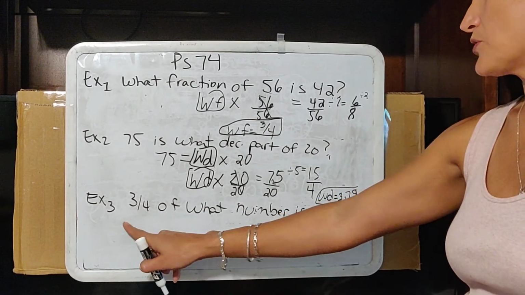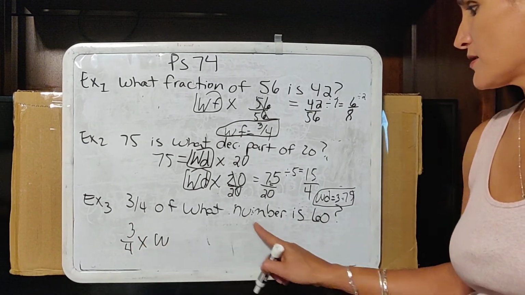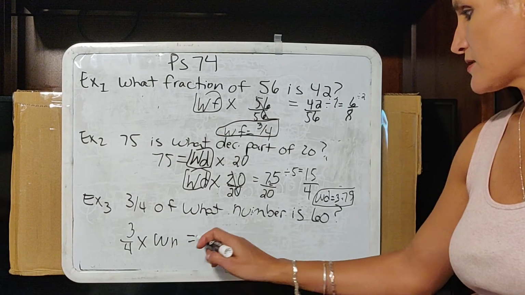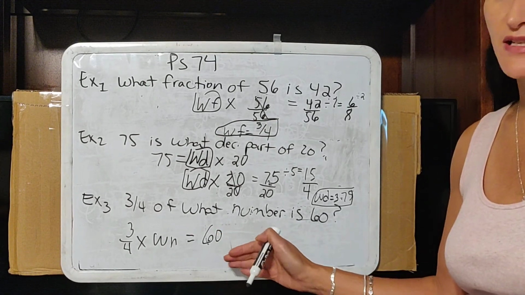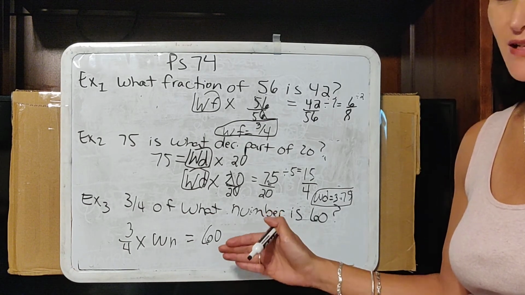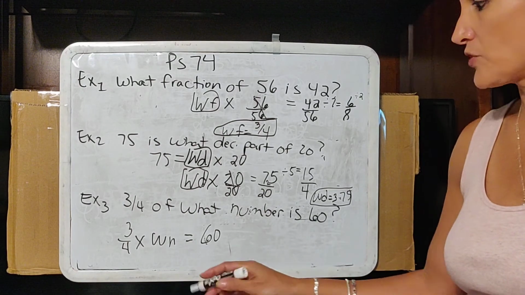Now let's move on to example 3. We have 3/4 times what number is 60. Notice this is what number. So what number means it can be anything, a fraction, a decimal, percent. It doesn't matter. It's your preference. So the easiest thing to do is to just leave it as a fraction when you're done.